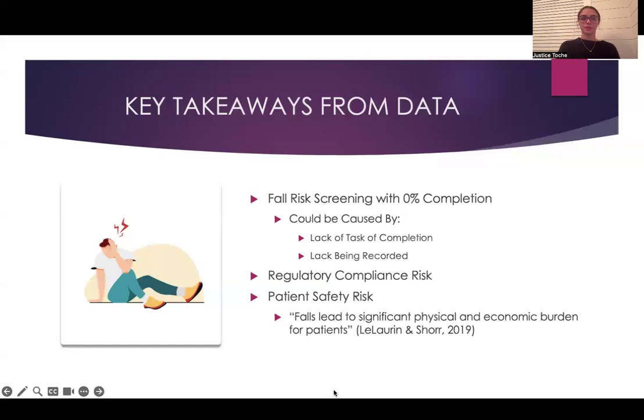The primary concern within the dataset is the 0% completion rate of the fall risk screening. This puts the facility at risk for noncompliance with ACO regulations and puts patients at risk for falls, compromising patient safety. An article from Clinics in Geriatric Medicine states, falls result in significant physical and economic burden to patients, leading to increased injury and mortality rates and decreased quality of life, as well as to medical organizations, including increased lengths of stay, medical care costs, and litigation. Therefore, we must address this issue within Sunnyland Medical Center.